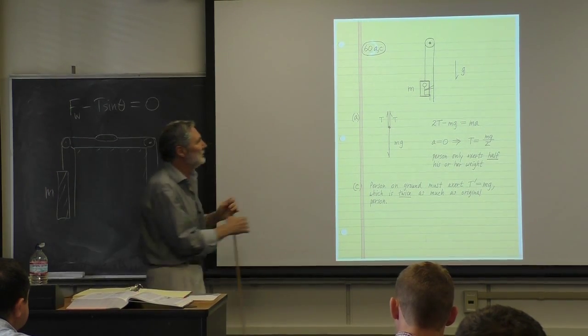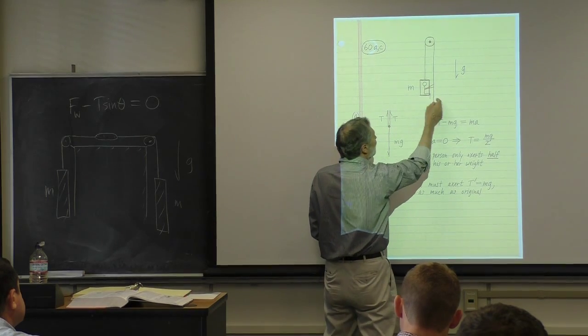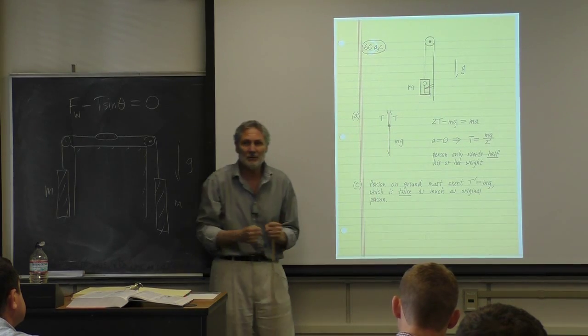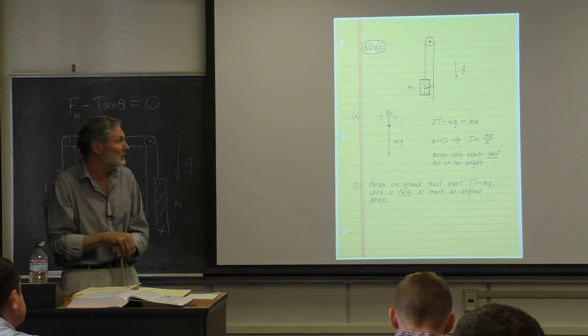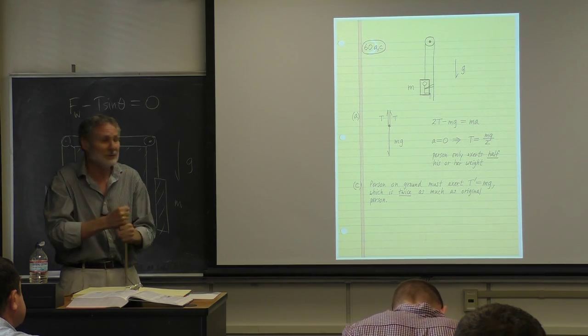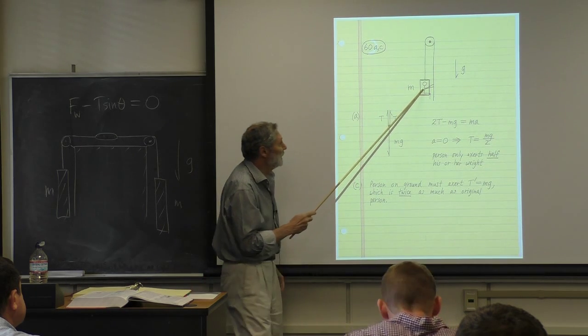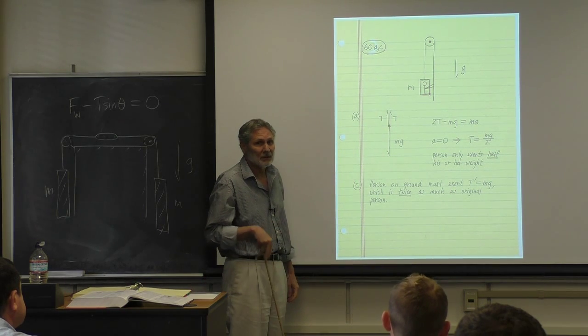If somebody were doing this on the ground, suppose this person weren't holding that and somebody was pulling on the ground, with what force do they have to exert? What tension do they have to create? In other words, what force do they have to exert downward to get the object to move with constant velocity? mg.